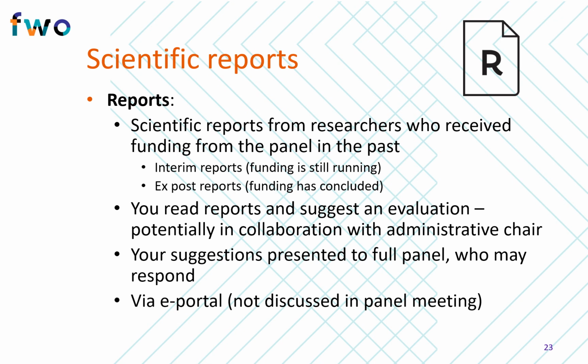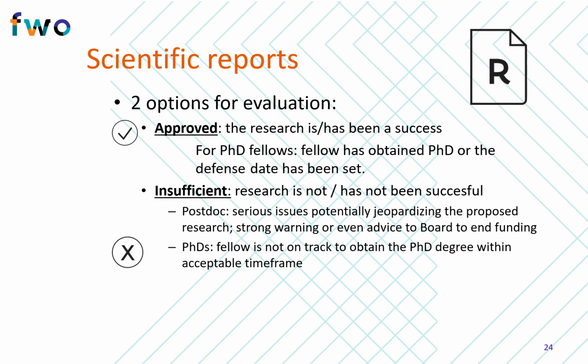After reading the reports, we expect you to suggest a score for each report and to provide some comments for the beneficiaries, if required. Your suggested scores and comments will then be shared with the panel, who can respond. The entire procedure will be performed online. The reports will not be discussed during the panel meeting. In the assessment of scientific reports, you can use one of two available scores: approved and insufficient.